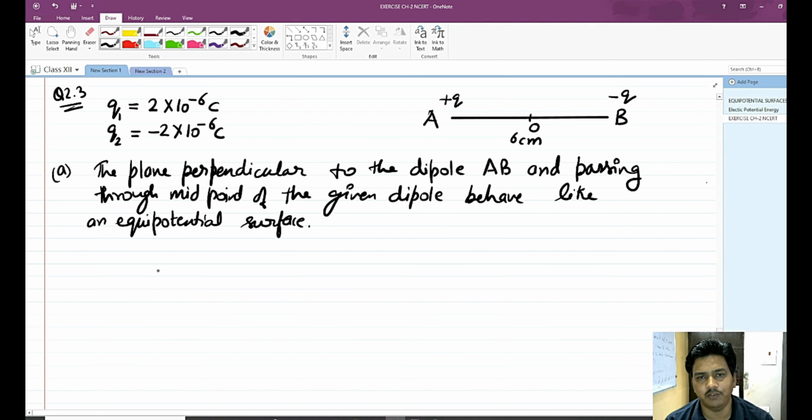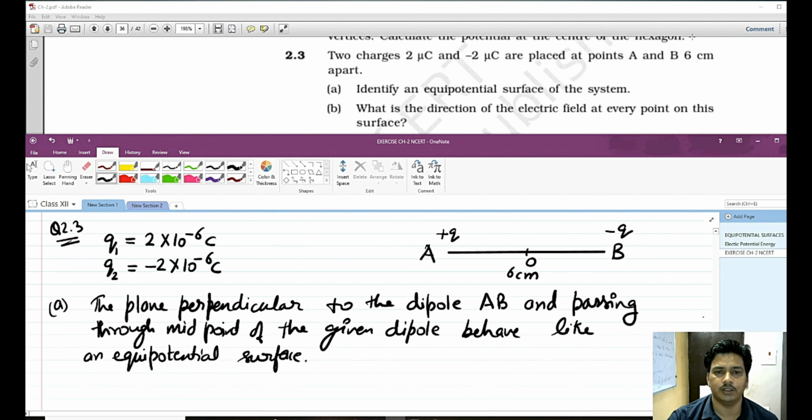As in the derivation, we also derived the relation that on the equatorial line of the electric dipole the electric potential is always zero. So the plane perpendicular to the dipole AB and passing through the midpoint of the given dipole behaves like an equipotential surface. So this is the first part.